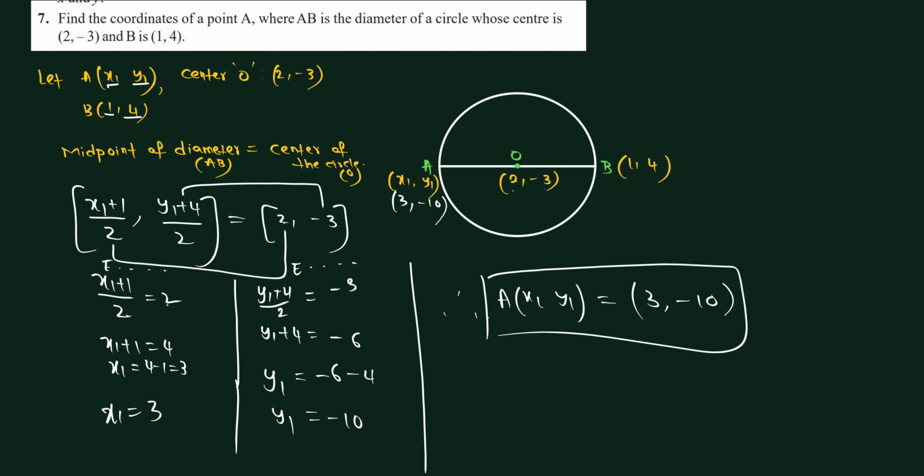You just apply the midpoint now. 3 plus 1 how much? 4. 4 by 2 is 2. It is the center x value. y1 value is -10, and y2 value is 4. -10 plus 4 is -6. -6 by 2 is how much? -3. Okay, now it is matching. So our answer is correct.